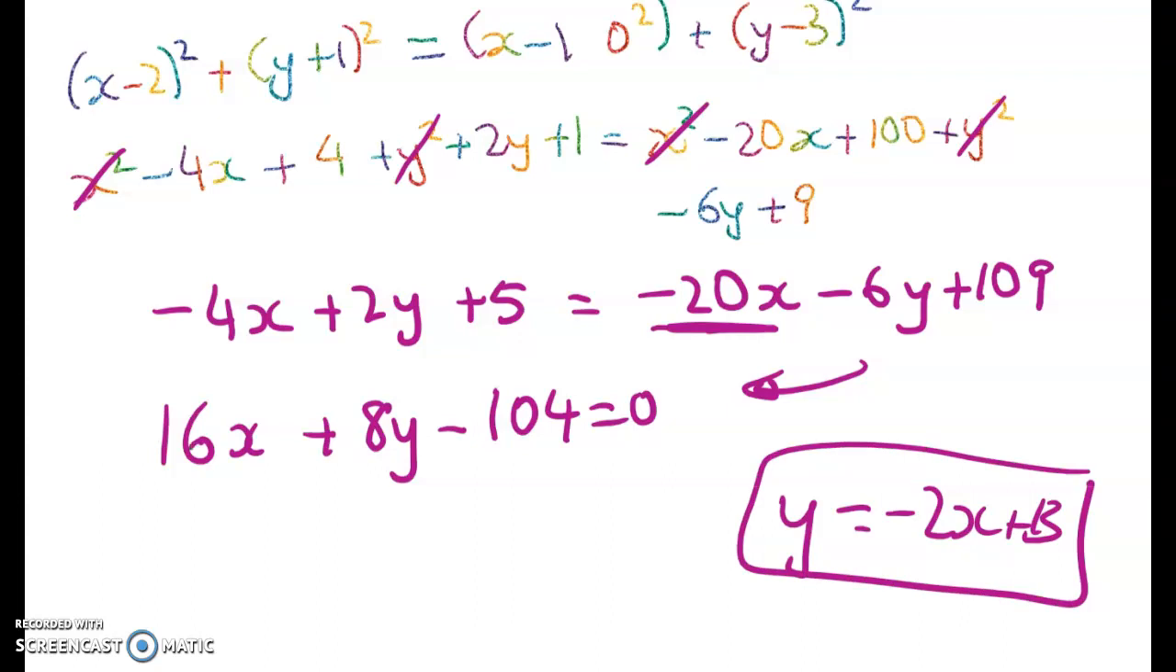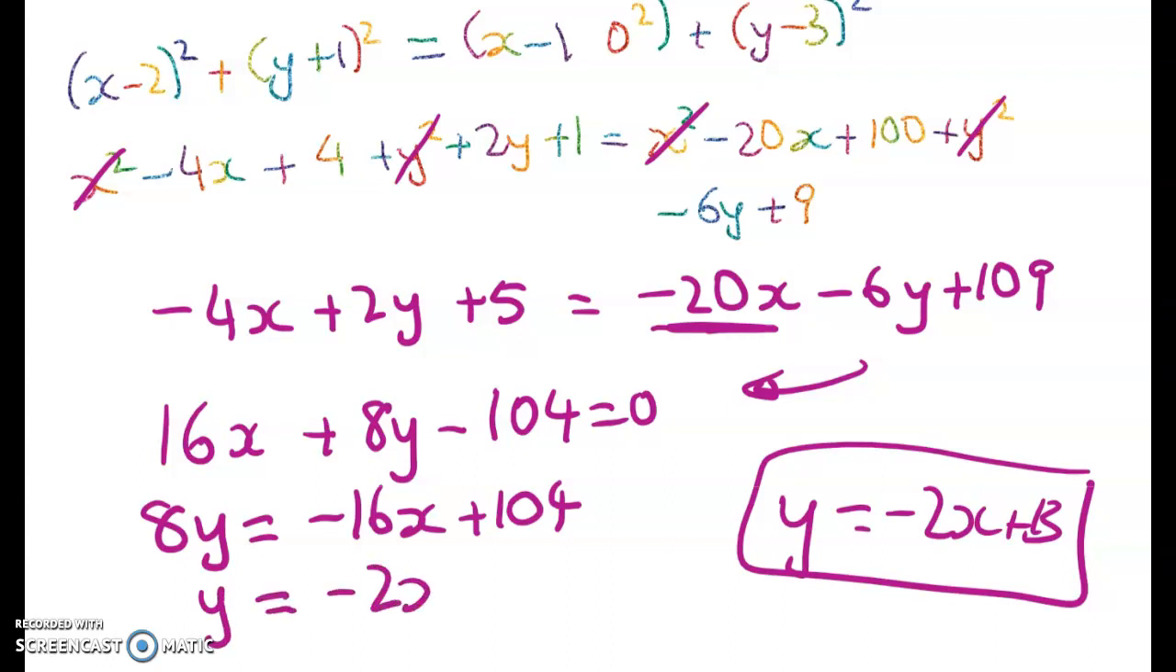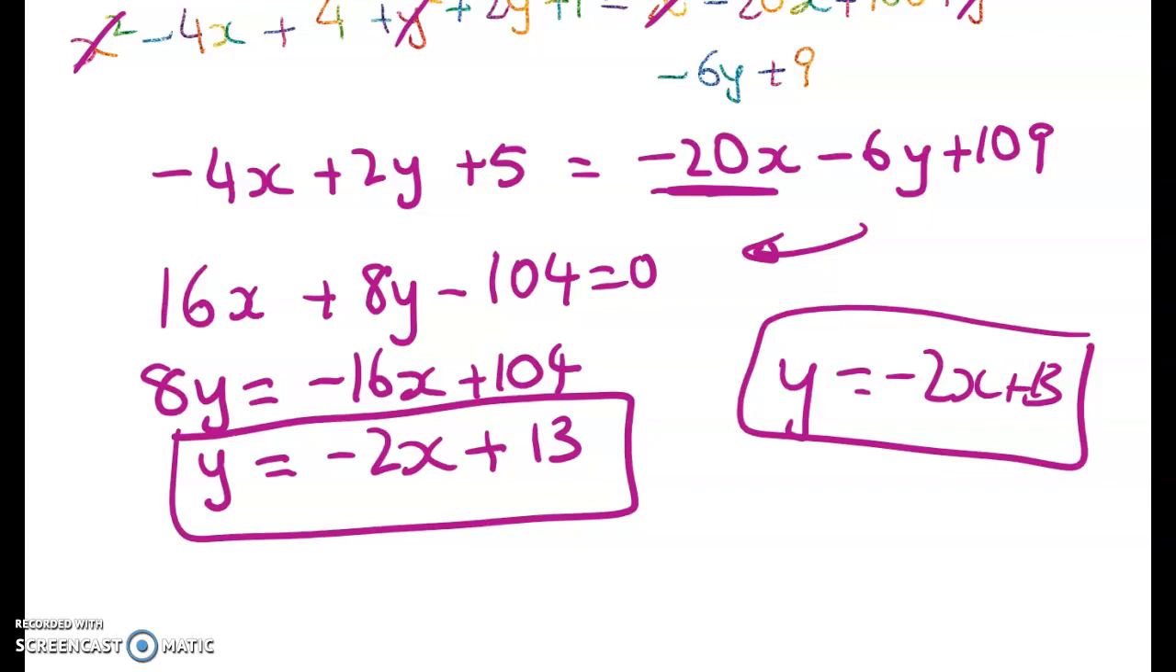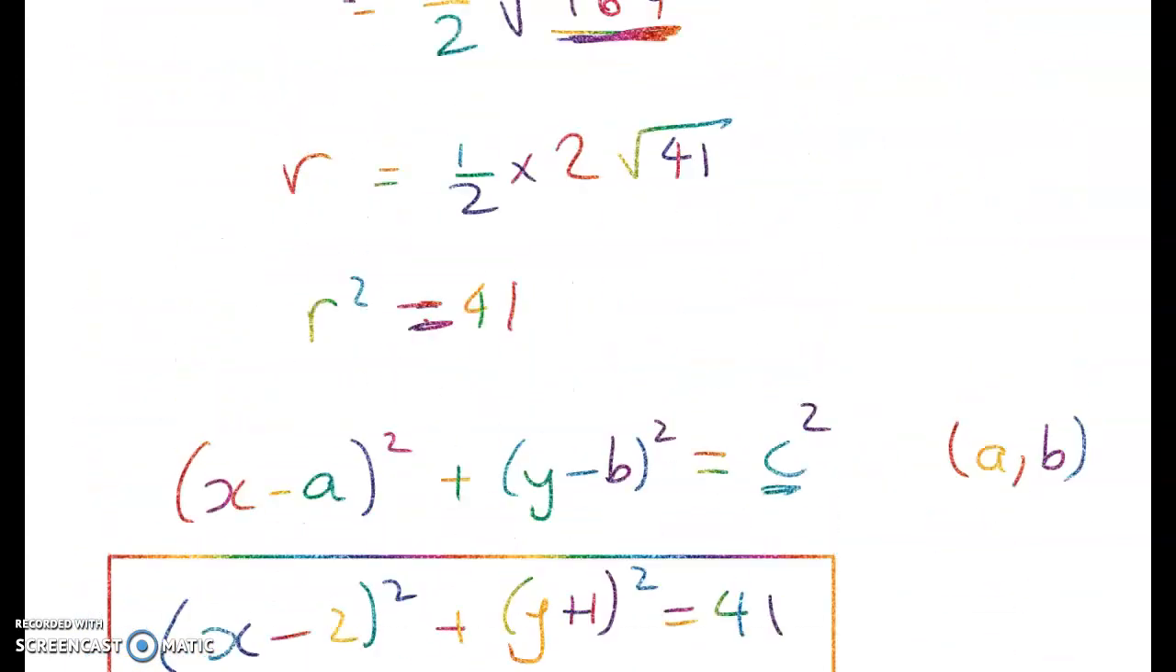All right. So what have I got to do now? Well, I've got 8y is equal to negative 16x plus 104, and I can divide through by 8. So y is equal to negative 2x plus 13. Okay, so we're done.